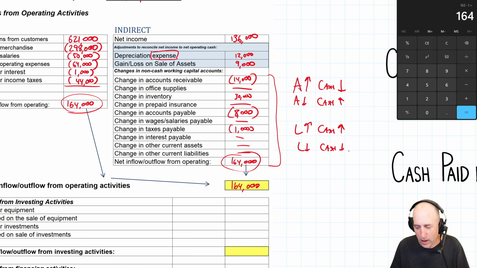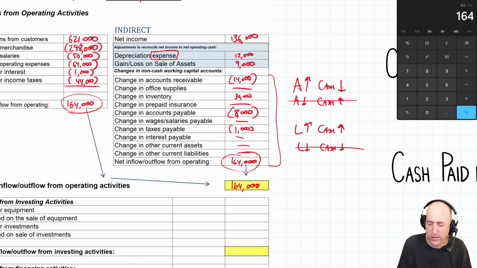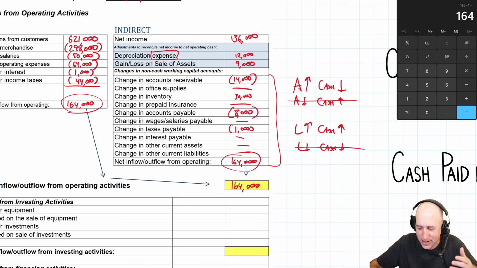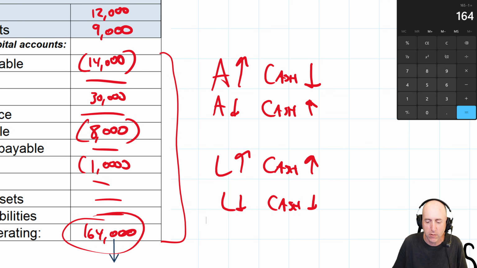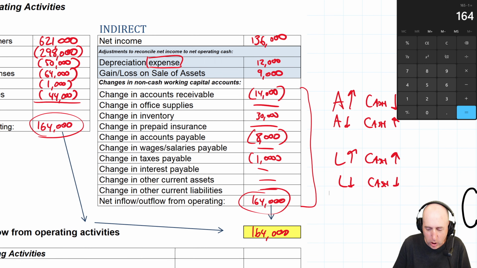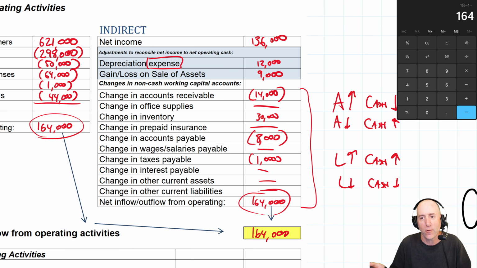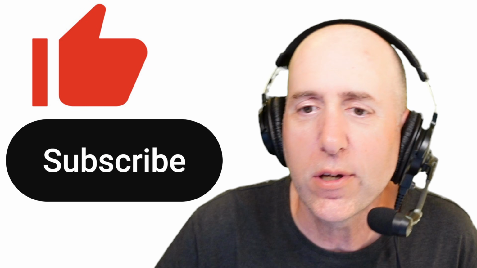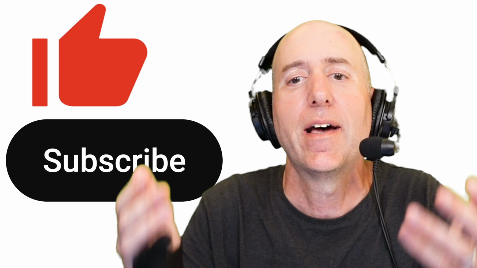If I had to memorize this, I wouldn't even look at this part either. I would just go: asset goes up, cash goes down; liability goes up, cash goes up; and the opposite is true. So it's just a little shortcut, a little cheat sheet you could refer to, and it's so good for this section. I've got to say, when I'm grading exams, this section is a part that gets screwed up all the time. Don't you screw it up, please.